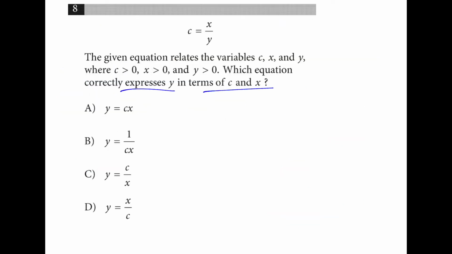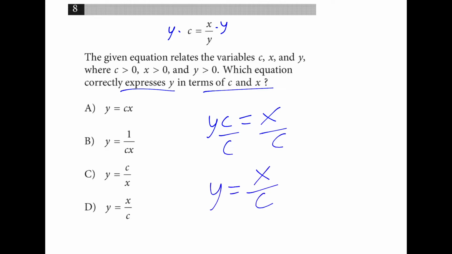Expresses y in terms of the other variables. So I'm going to multiply both sides by y. I have yc is equal to x. I'm going to divide by c. I have y is equal to x over c.